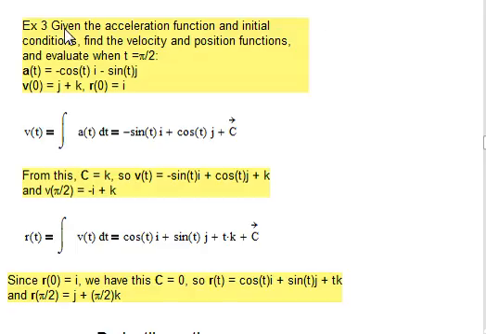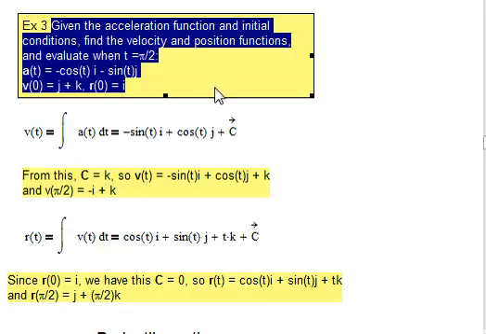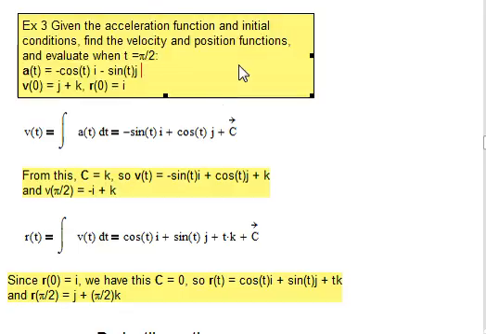Well, here's an interesting problem. If we're given the acceleration function and some initial conditions, can we find the velocity and position functions and evaluate it when t equals pi over 2? In other words, where is this thing when t equals pi over 2?